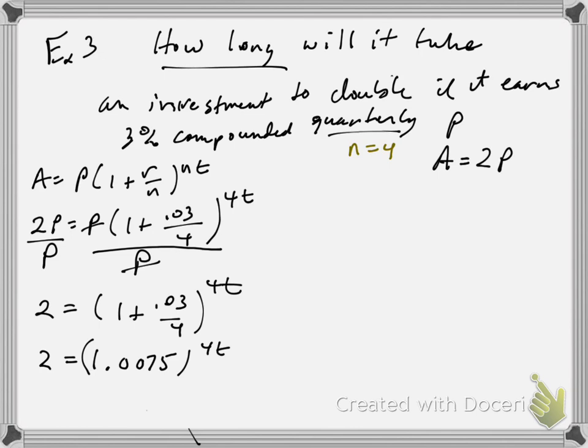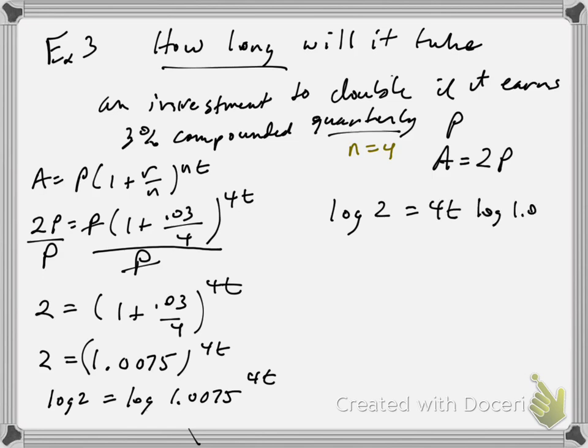And so now I have to use the third property. Well, I can't do the third property. I've got to do the log of both sides first. So I would have the log of 2 is equal to the log of 1.0075 raised to the 4t power. Now I can use the third property of logarithms, and that exponent becomes a coefficient. So I have 4t times the log of 1.0075. So to get the t by itself, don't you dare subtract. You've got to divide by whatever this number is.